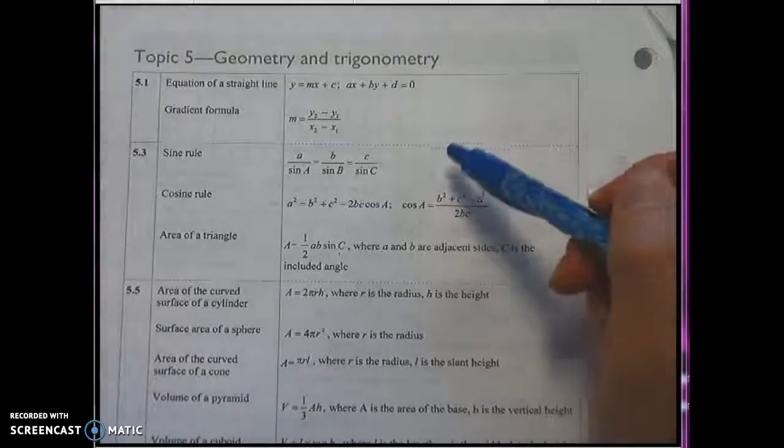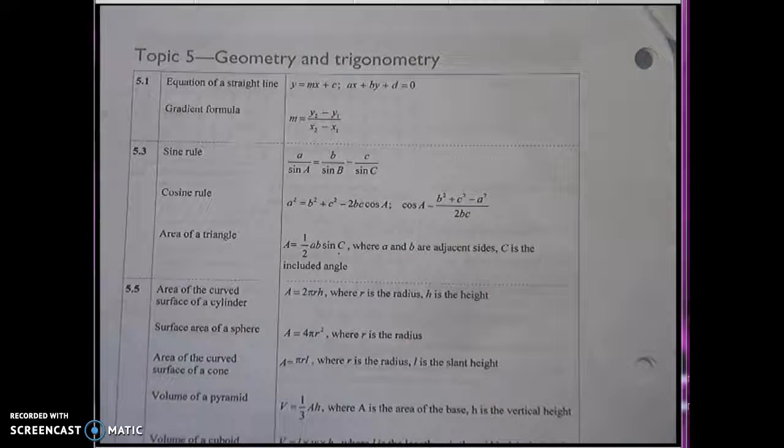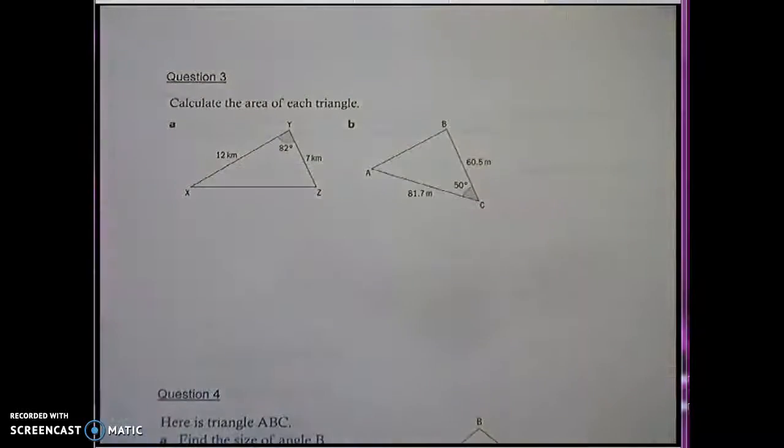I want to talk about the sine rule, the cosine rule, and calculating the area using this new area of triangle formula. So I'm going to show you three problems. The first one's going to be an area problem of a triangle, and the next two problems are IB problems where we have to decide whether we're going to use the sine rule or the cosine rule. So let's jump into it.